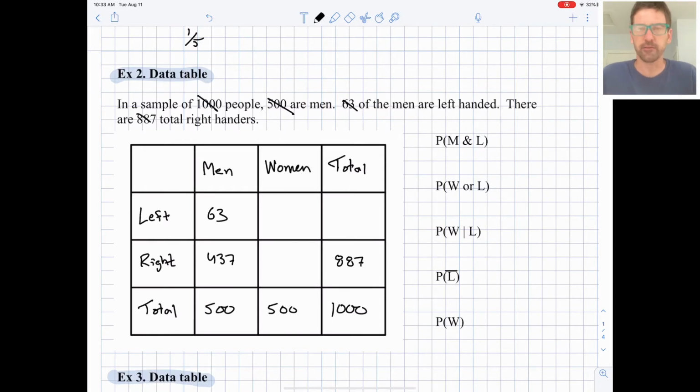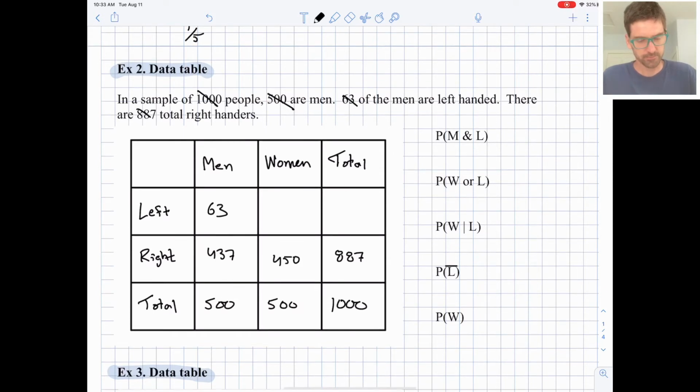Okay, so we can find everything else from here. So 887 minus 437 is 450. These numbers have to add up to the 500. So this is a 50. And 63 plus 50 is 113. And we can always check, do these add up to 1,000? And they do. Okay. Probability of men and left-handedness, that's 63 out of 1,000.